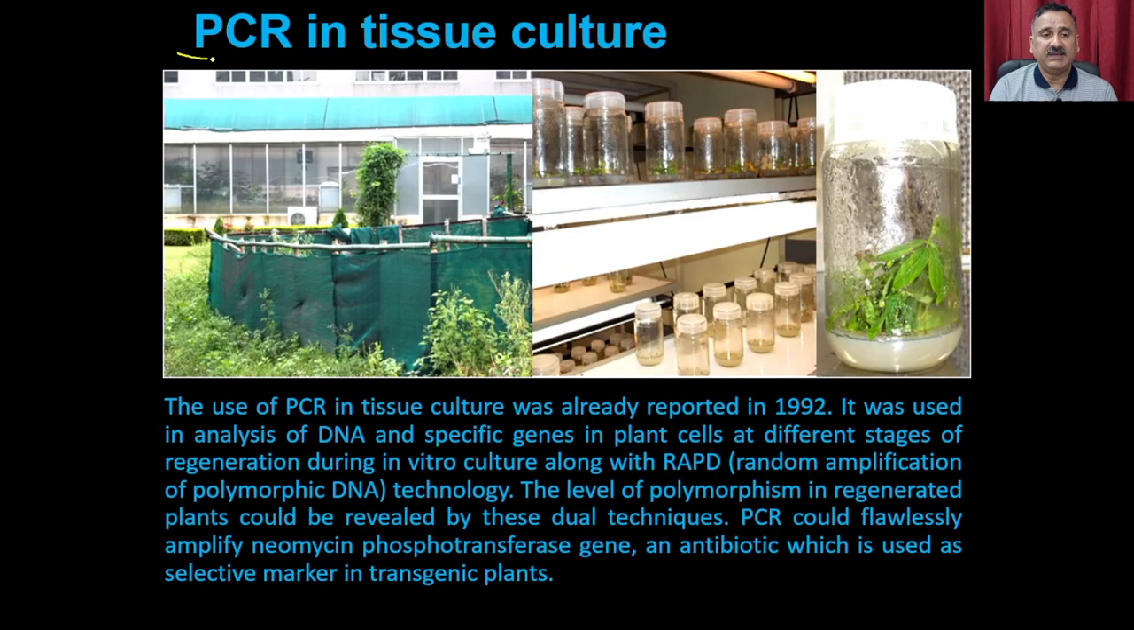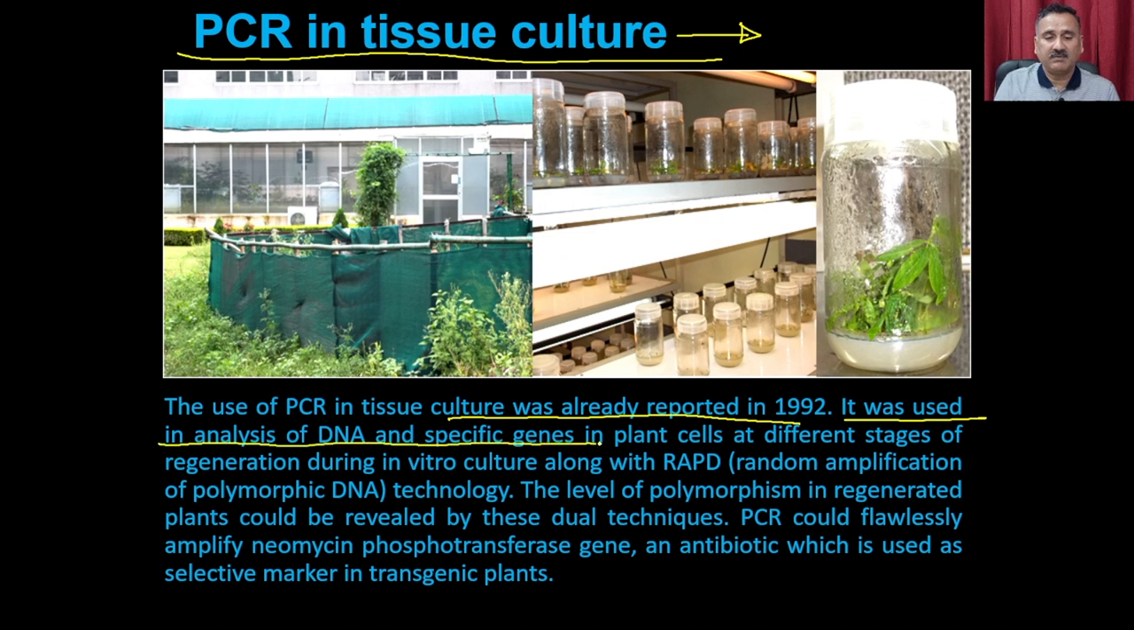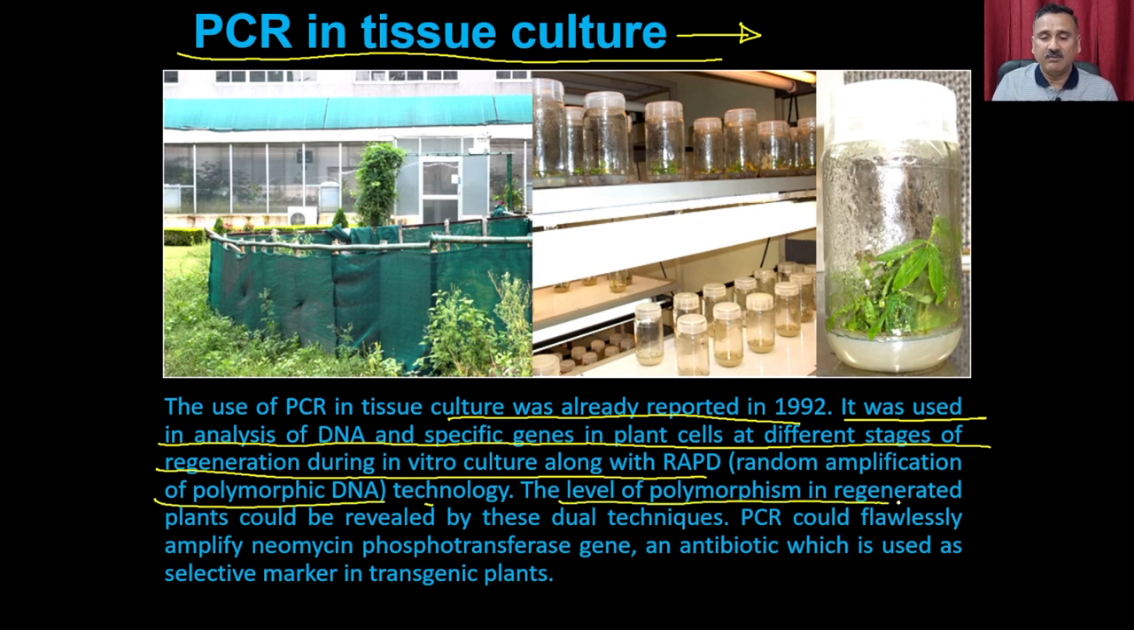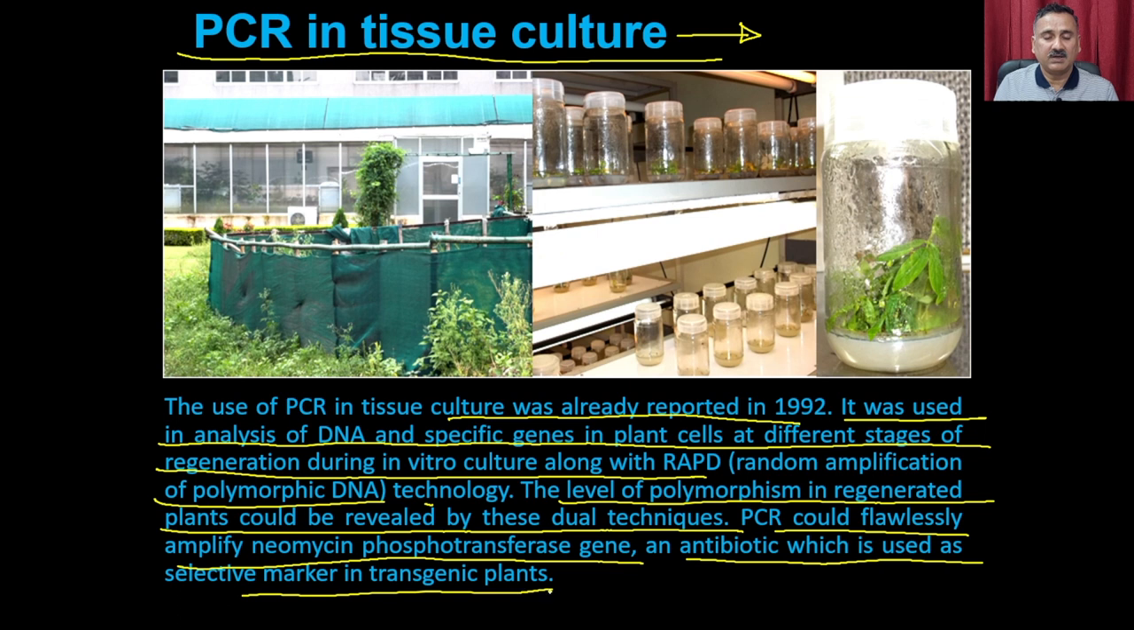Then you can also use PCR in tissue culture, for detecting the different stages of the tissue culture species. The use of PCR in tissue culture was already reported in the year 1992. It was used in the analysis of DNA and a specific gene in the plant cell at the different stages of regeneration during in vitro culture, along with RAPD, or random amplification of polymorphic DNA technology. The level of polymorphism in the regenerated plant could be revealed by these dual technologies.